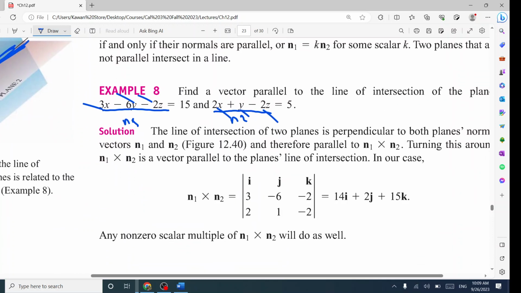Now, as we say, if you have two vectors and you want to find the normal of these vectors, what shall we do? Cross. Cross u, v will give you the normal. Now, I have a normal of one plane and a normal of the other plane, and I want to find the intersection between them. So I need to cross them.